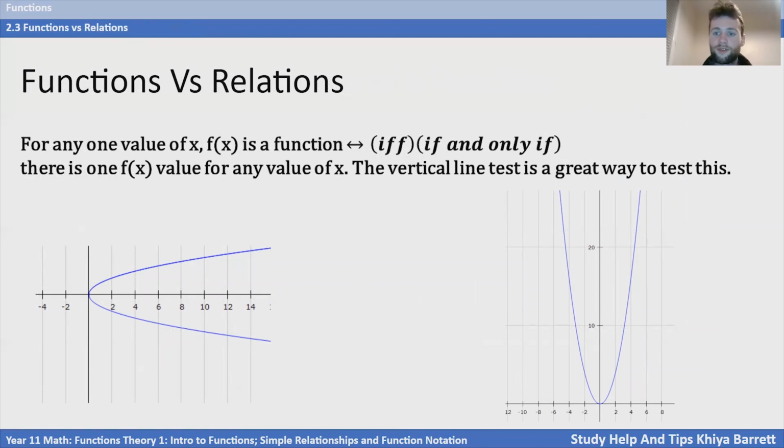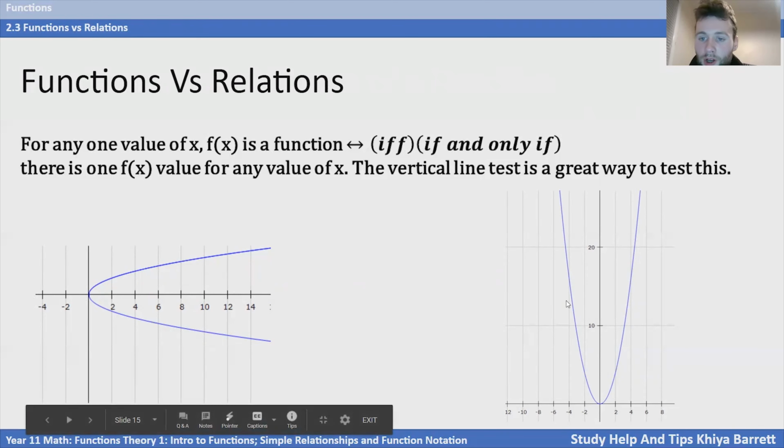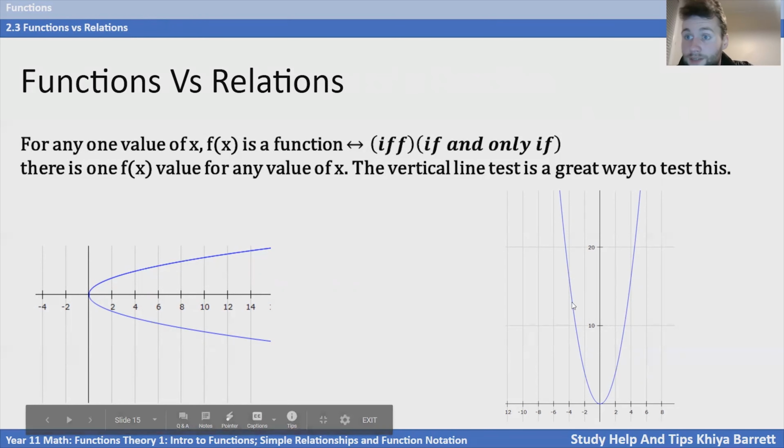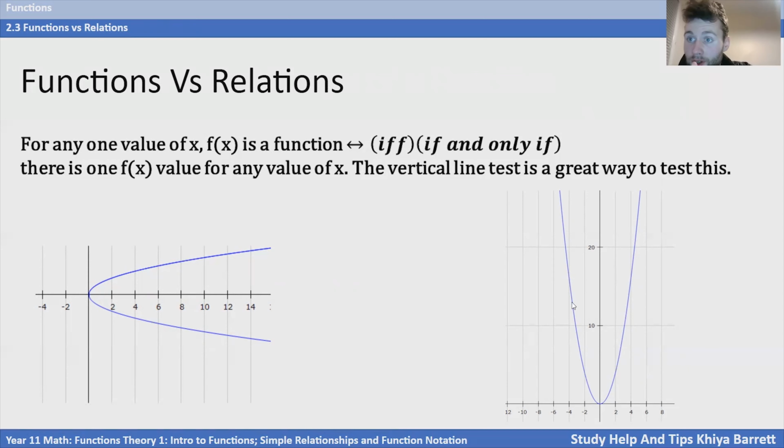Now, let's go over functions versus relations. What is a function and what is a relation? Remember how I said if every x value maps to exactly one y value and no more y values, it is a function. Well, let's have a look at this one here. We've got x equals -4. That can only ever be this one y value here. It looks like it's about 18. Now, 18 can be two x values, but -4 can only be one y value. So get that? One y value for every x value.